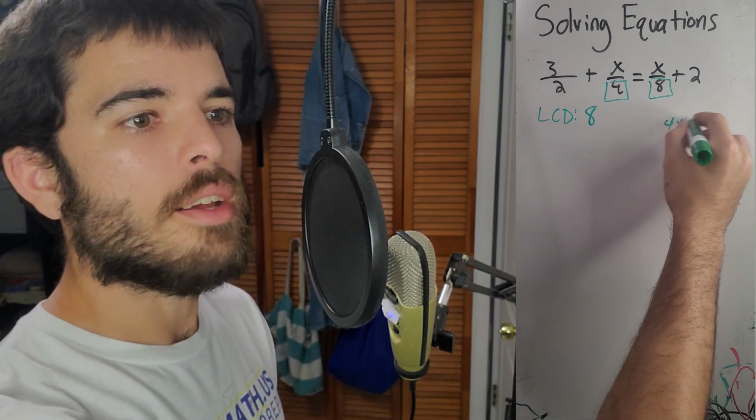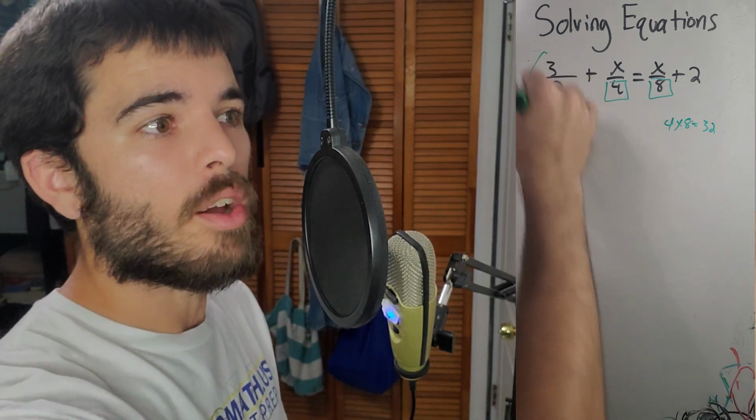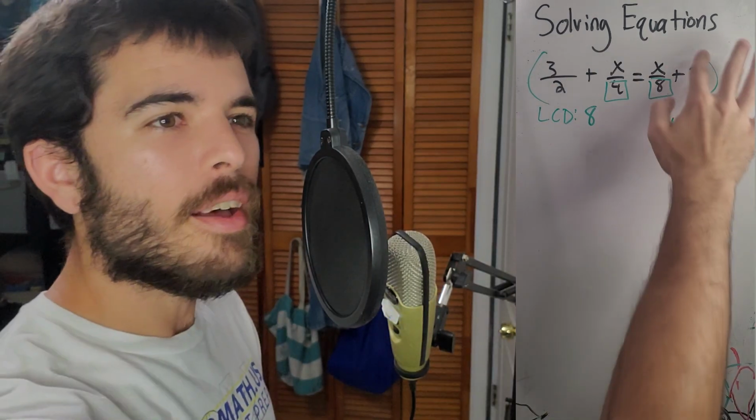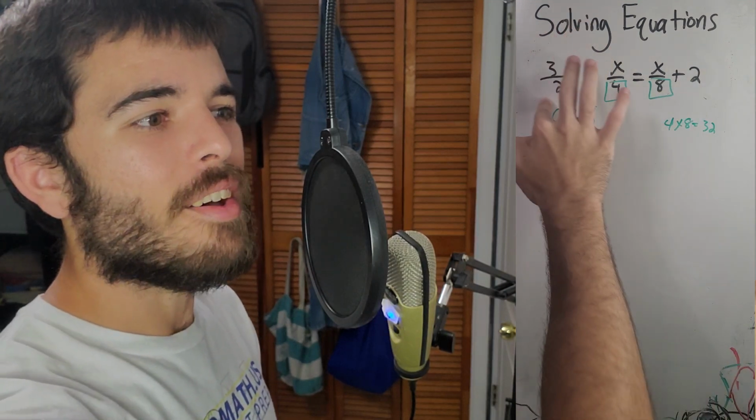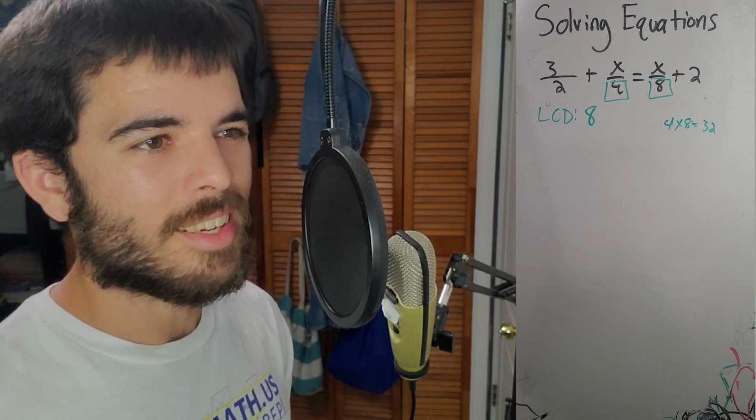So 4 times 8 would have been 32. I could just take 32 and multiply that across the entire equation, but that would entail some further simplification that I would only use as a last resort.